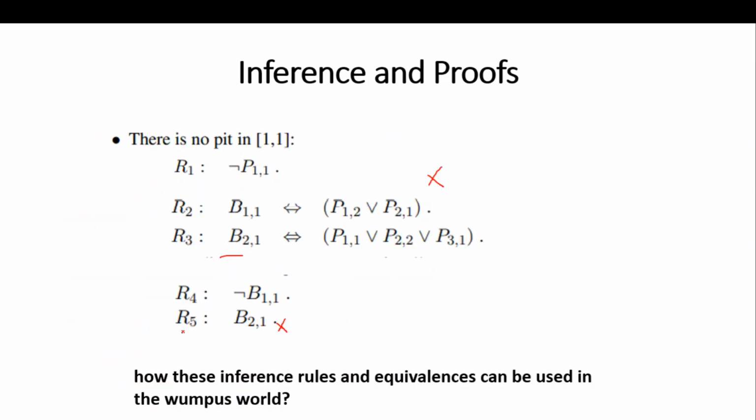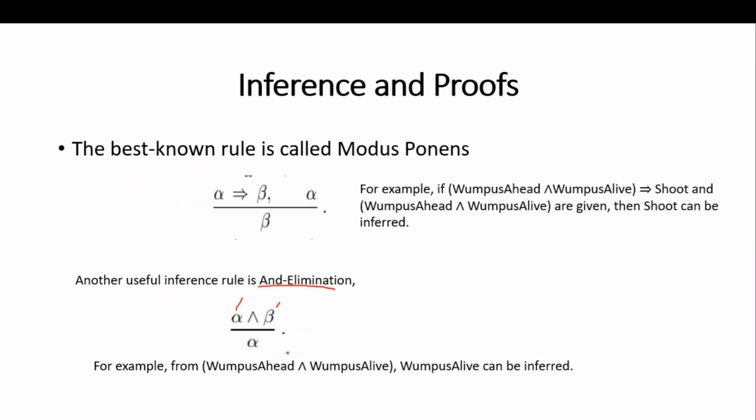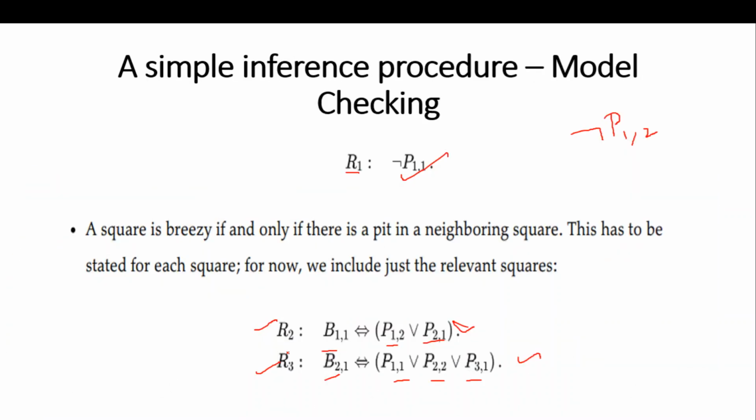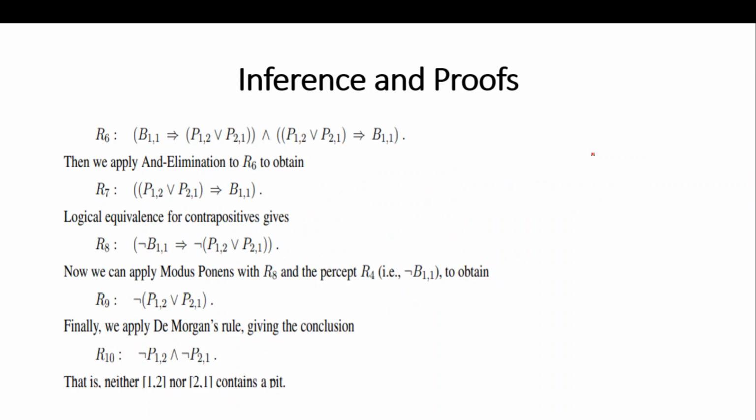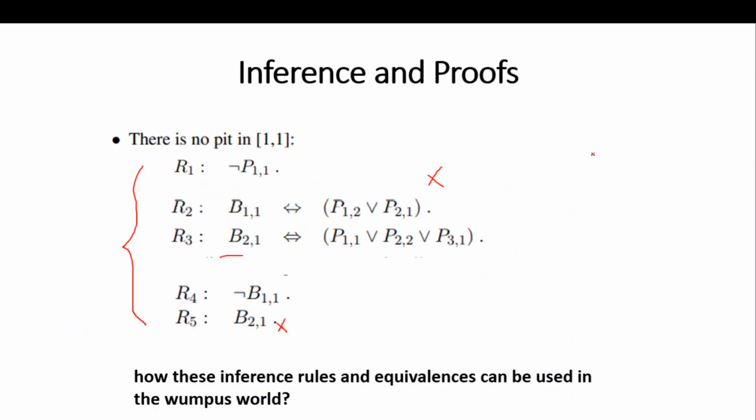Now let us assume these are the basic rules. From these basic rules, let us see how we can infer other rules, and also how we can prove that there is no pit in 1,2. At the end we will be proving that there is no pit in 1,2 by using inference techniques. So first, we are going to take this particular rule.